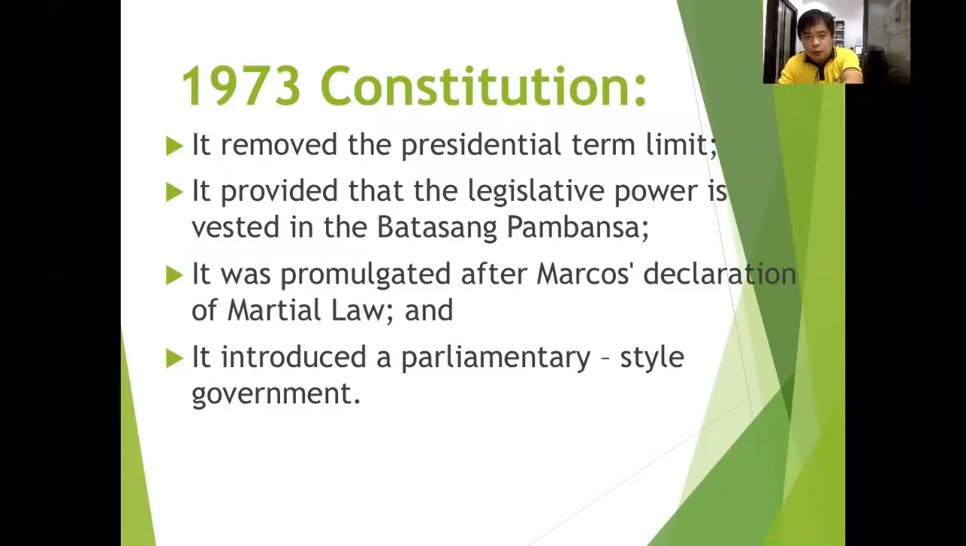So, let's go to the 1973 Constitution. The 1973 Constitution is perhaps the most controversial constitution that the Philippines ever had. Why is it controversial? This is because it did not undergo an actual plebiscite. This 1973 Constitution was not approved by an actual plebiscite. It was only informally approved during the barangay assemblies that were organized by the national government.